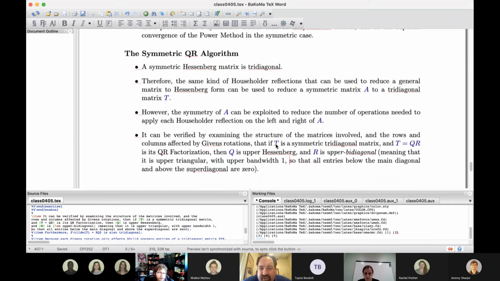So suppose T is symmetric and tridiagonal. You go ahead and compute the QR factorization. Q turns out to be upper Hessenberg, and R is what's called upper bidiagonal. What that means is there are only 2 non-zero diagonals. That's the bi. The main diagonal and the one diagonal above, so one superdiagonal. And that's the only part that is non-zero. So R in this case has an upper bandwidth of 1 and a total bandwidth of 2.